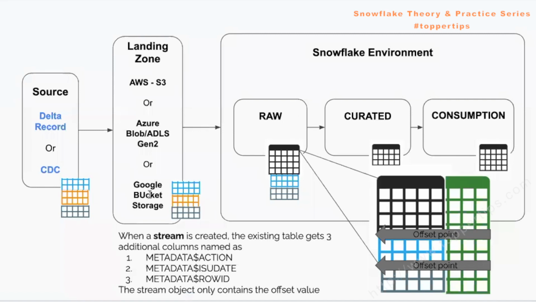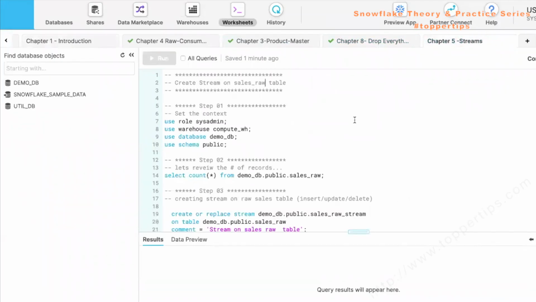So if you look into this image, your raw layer will have that CDC coming in as the first entry point for Snowflake, and your stream would sit on top of that, and you would consume the stream to populate either your curated layer or a consumption layer. For simplicity, I have removed the curated layer. I am just keeping the consumption layer directly. So in chapter 5, we are again setting our context as a first task.